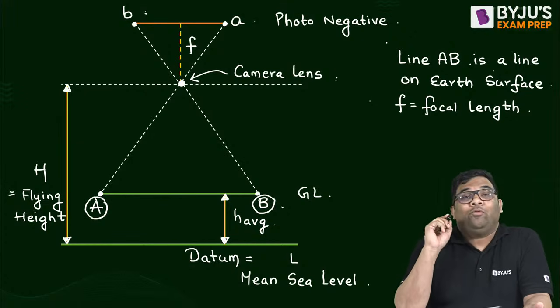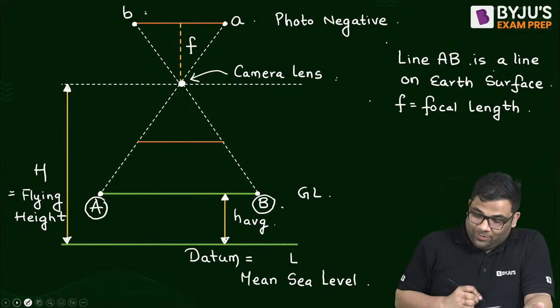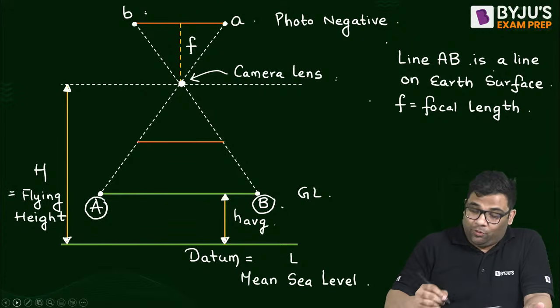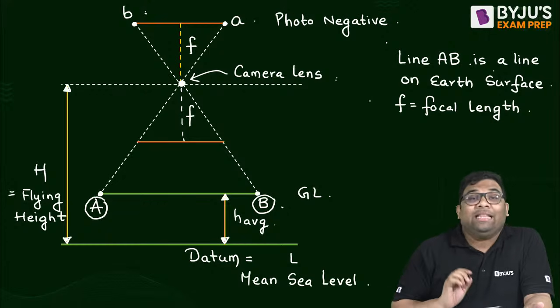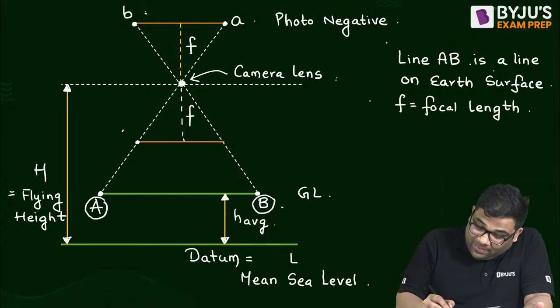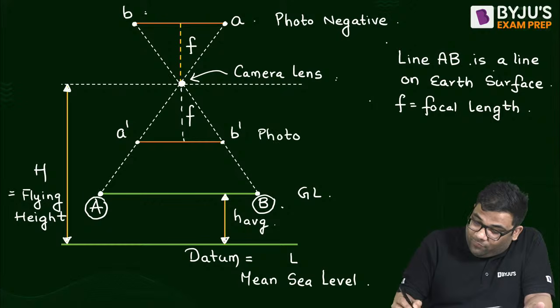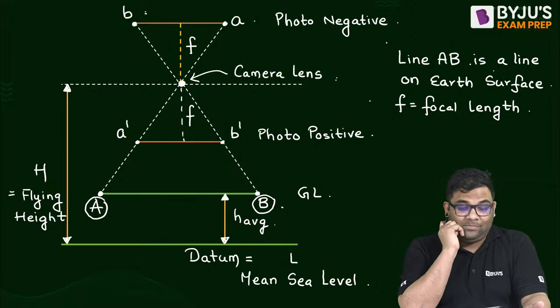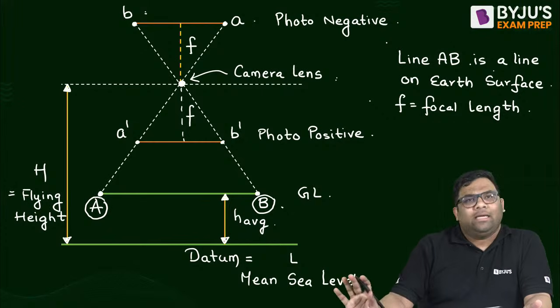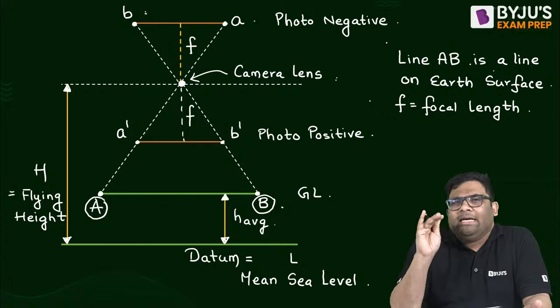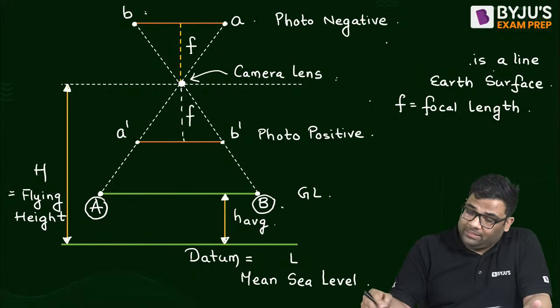Now what do we do? We will take the photo positive. If we take the photo positive, we move F to this side, and this will be the photo positive, and this will become A dash and this will become B dash. Everybody understood the concept of photo positive and photo negative of the real line AB? So A dash B dash becomes the photo positive of AB. Or I can say A dash B dash is the length of AB in the picture.